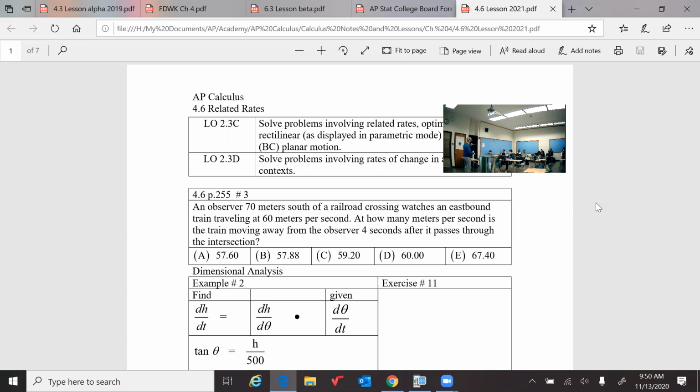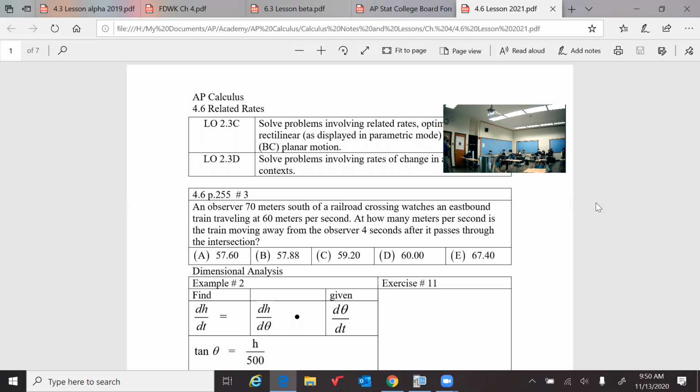Okay? So we're not going to solve this problem today, we're just going to set it up. We're going to do the examples in the book that have to do with this type of question. So what are we told? Well, here's how we set this problem up.